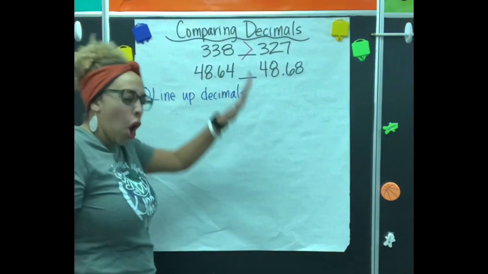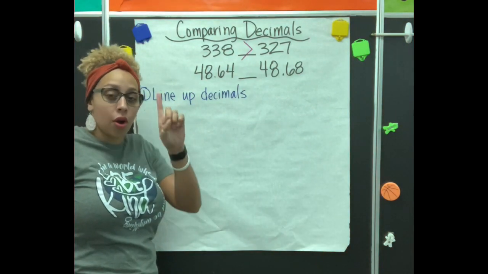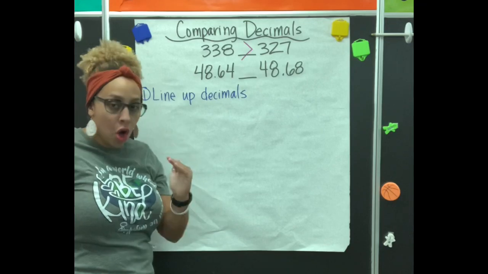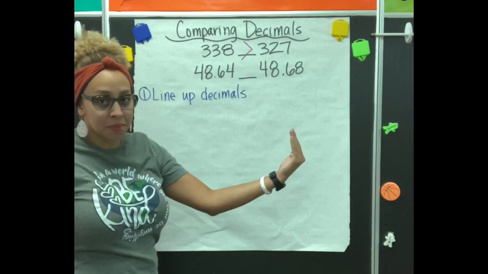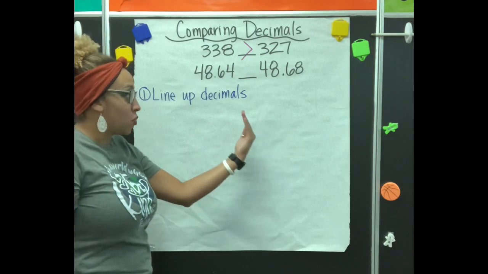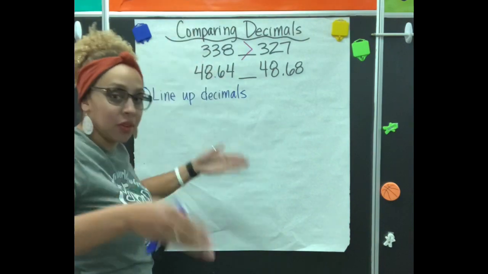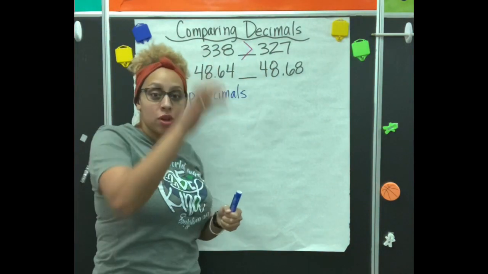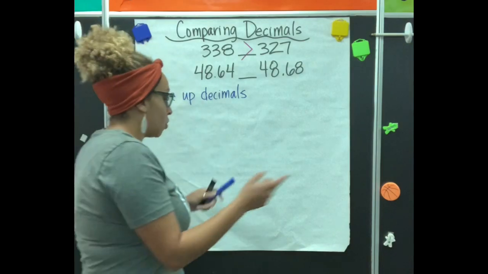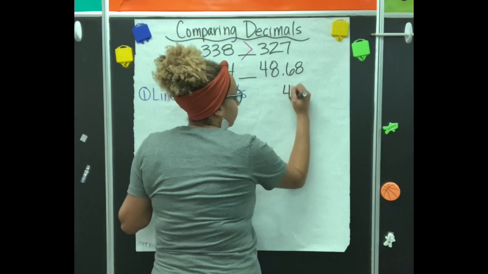Because what is always in front of the decimal? Our ones place. And what is always behind our decimal? The tenths place, right? So when we line up our decimals, it forces everything else to get in place value order. That's why we do it. That's why we lined up our whole numbers by the ones place so that they were in place value order. So the very first thing we're going to do is line them up by the decimal.